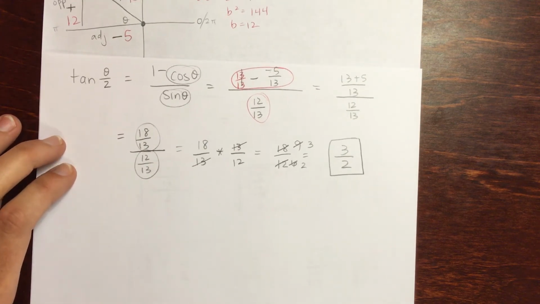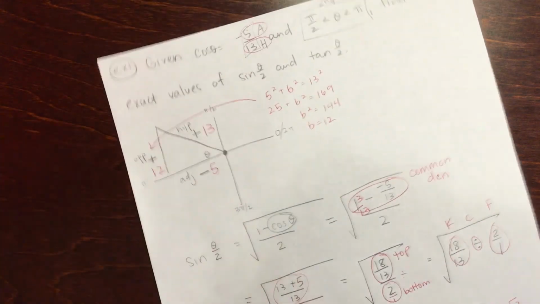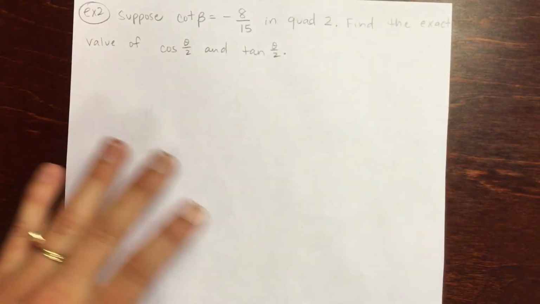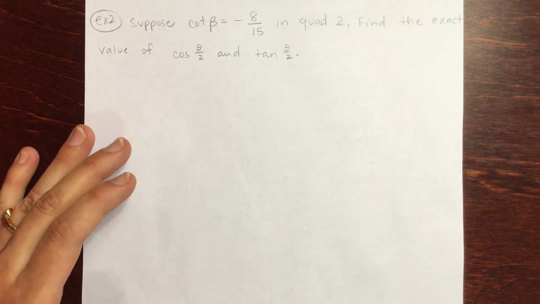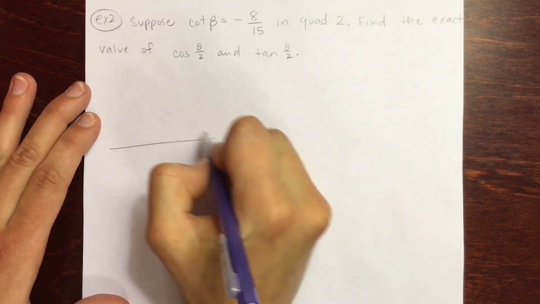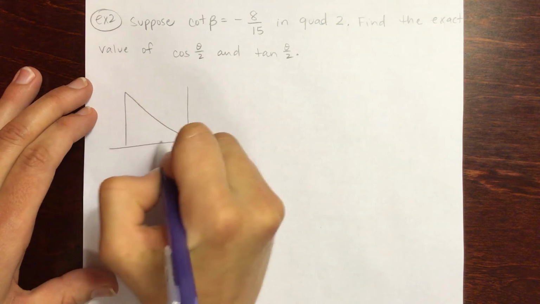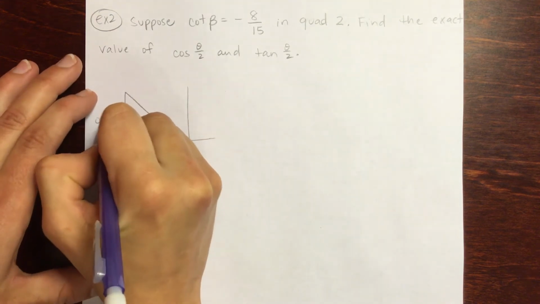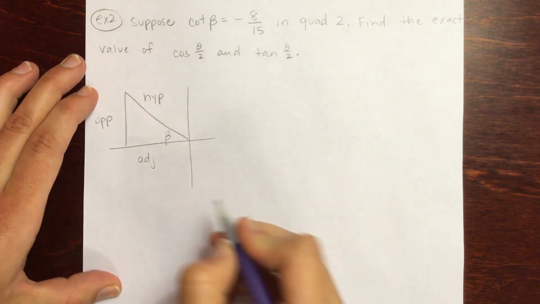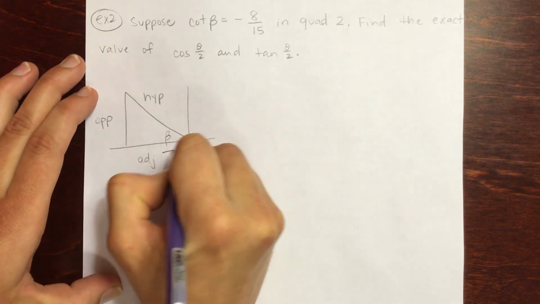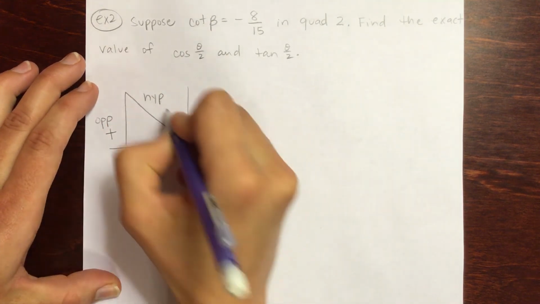Or use your calculator. Okay, let's do another example. It'll be the same or similar idea. This time I gave you cotangent, and we're in quadrant 2 again. So go to quadrant 2, draw your triangle against the x-axis, label your sides, and I am also going to label them with signs. So from the origin, this is the negative direction, the positive direction.